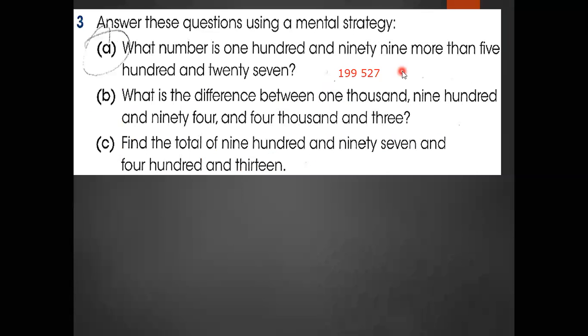Here more means you are just adding these numbers. So what you need to do is add all these numbers. How do you add these numbers? Let's suppose it's 200, so it's 527. So its answer is equal to 726. Let me confirm this: 726. Now, in the same way, find the difference, which means minus, between the numbers.